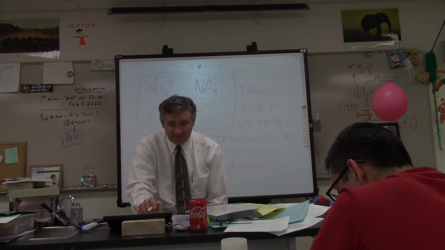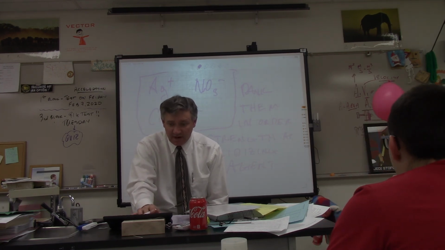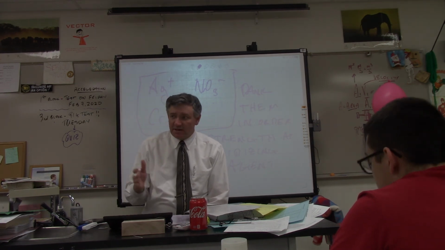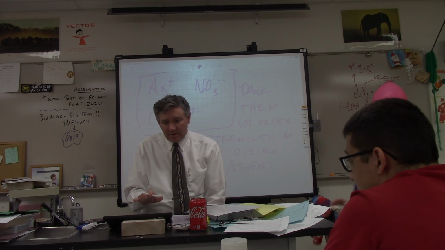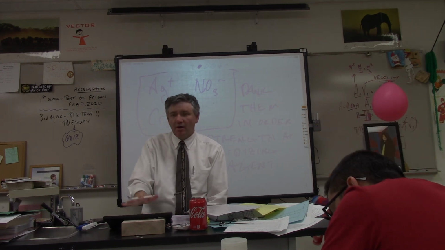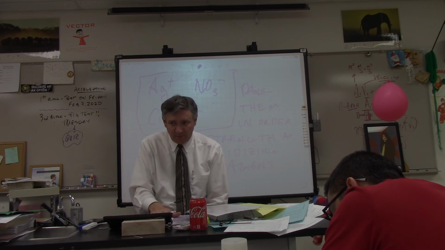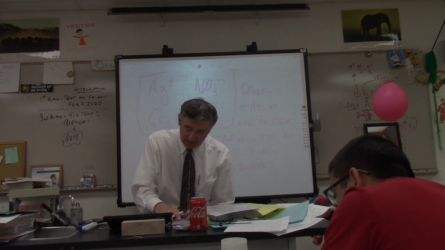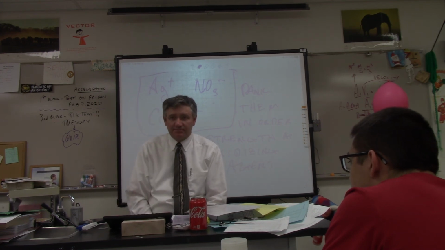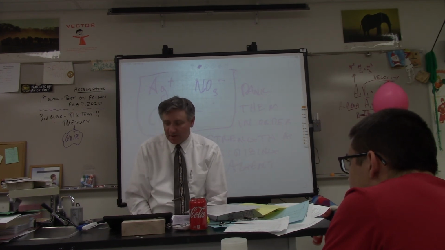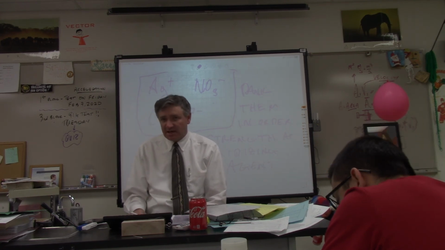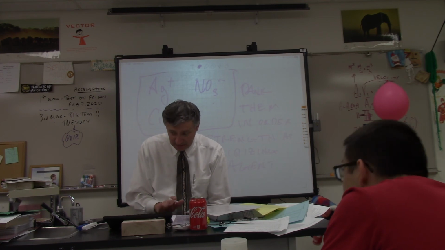Here's what you have available to you: silver ions, nitrate ions, and dichromate ions. When I ask you to rank them in order of increasing strength as oxidizing agents, what are you going to look for? Their ability to lose electrons or their ability to gain electrons? Their ability to gain electrons, right? That's the game you have to play. These are oxidizing agents. These are willing to gain electrons.